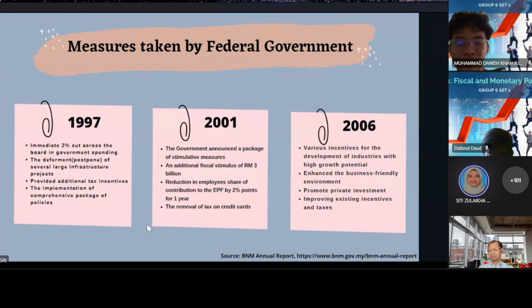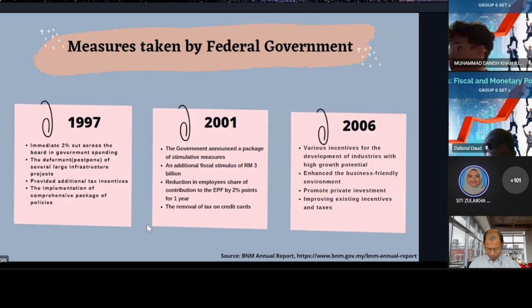Moving forward to 2001, the government announced a package of stimulative measures to strengthen domestic demand. These measures included an additional fiscal stimulus, the reduction in the employee share of the contribution to EPF by 2 percentage points for 1 year, and also the removal of tax on credit cards. Next, in 2006, the government put in place various incentives for the development of industries with high growth potential, including ICT, biotechnology, modern agriculture, the halal food industry, and also Islamic finance.